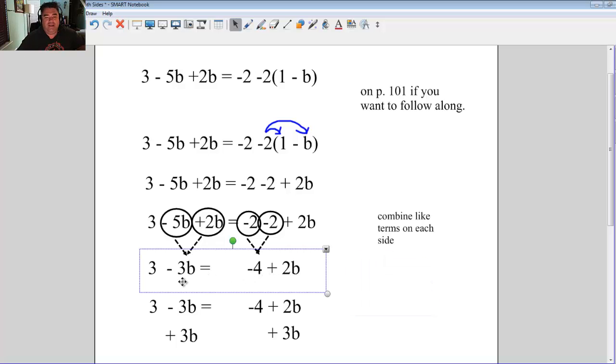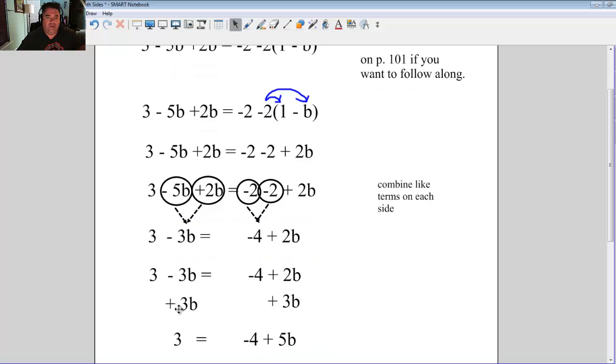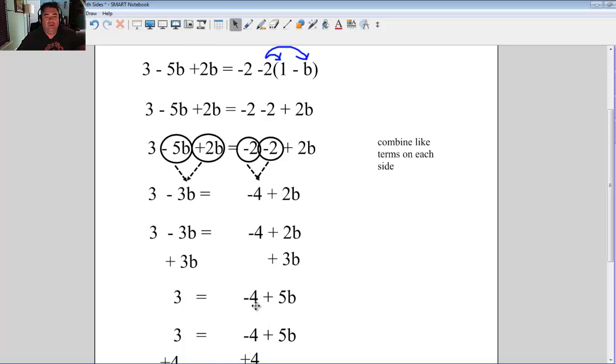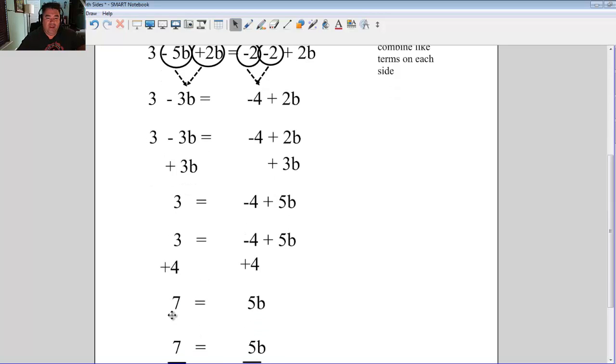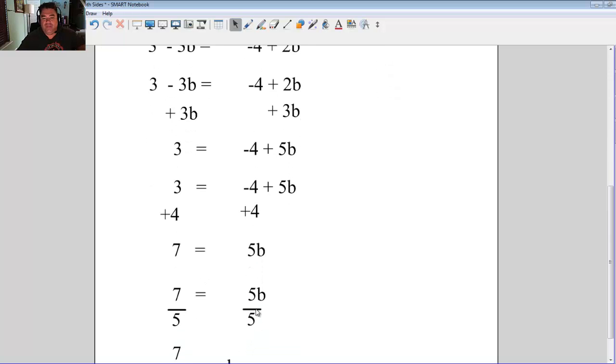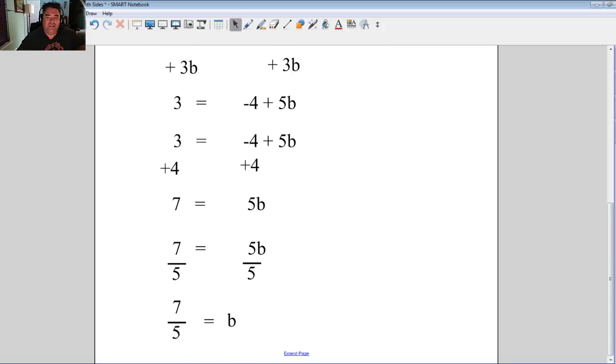In my mind, negative 3b is smaller than 2b, so I'm just going to get rid of the minus 3b. How? By adding 3b. Add 3b to one side, add 3b to the other. You notice here I did add 3b to both, which cancels it, leaves just the 3. Add 3b over here, I get 5b. Now, to get 5b by itself, instead of minus 4, I'm going to add 4 to both sides. And then instead of times 5, I'm going to divide by 5. Now, you have 7/5 as your answer.